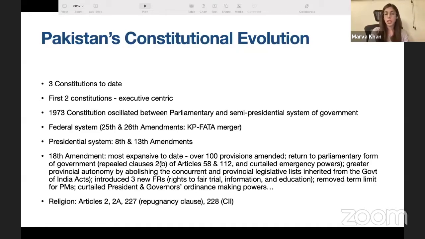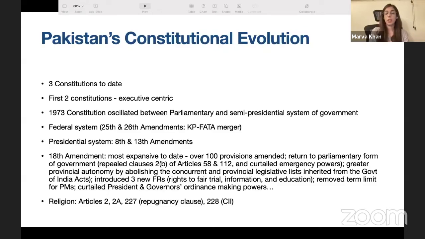It also curtailed the emergency powers which lie with the executive. When we're talking about the executive, we're talking about the president, the prime minister, the federal cabinet, and at the provincial level, the chief ministers and the provincial cabinet. Furthermore, it enhanced provincial autonomy by abolishing the concurrent and provincial legislative lists, which again we inherited from the Government of India Acts, which had 3 legislative lists, the federal legislative list being the only remaining list that we have now.